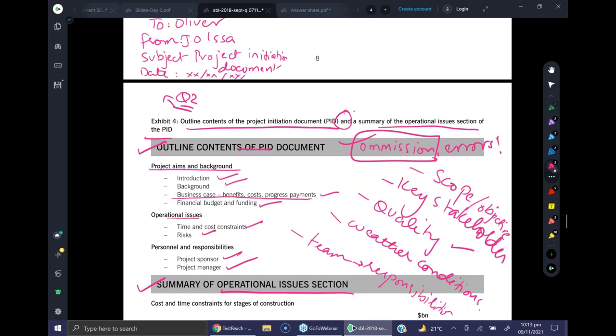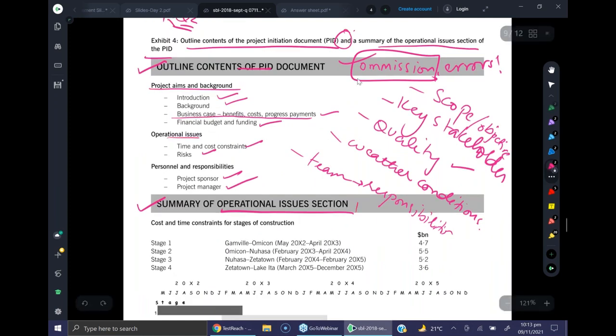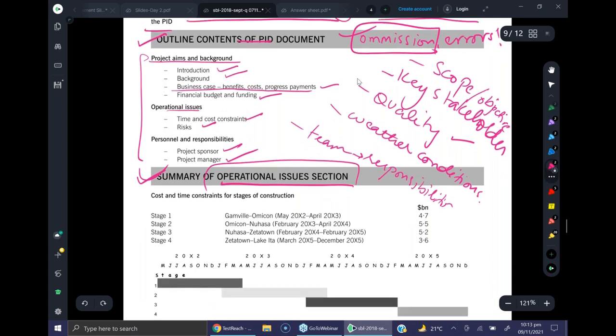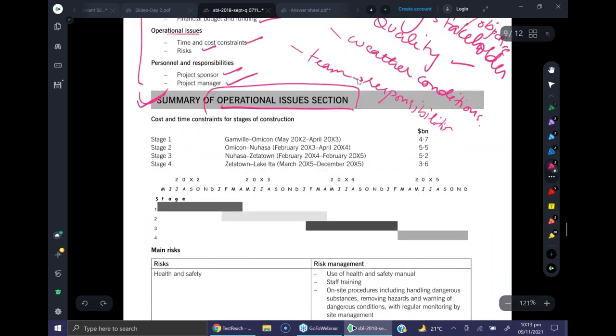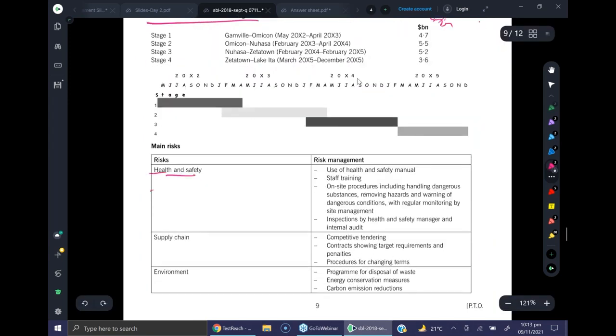I have made a lot of points. If you have any questions, you can contact me. I will be happy to discuss, or something like that. But remember that we still have to figure out the summary of operational issues section as well. So not just PID contents, but this needs to be discussed as well. So the operational issues section has cost and time constraints of stages given, which are kind of okay. Main risks are given: health and safety, supply chain, environment.